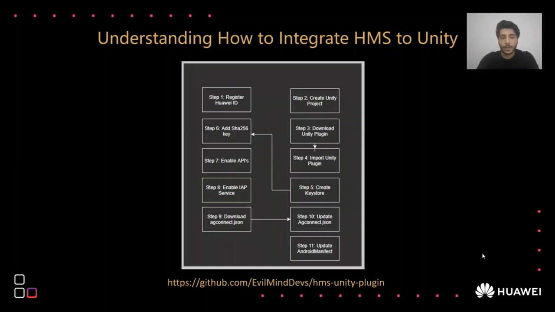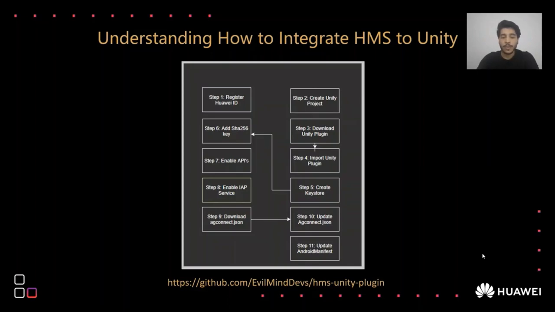Step seven and step eight, these are the same actually. We should enable kits. For example, if you want to use account kit, you must enable it. Also, in-app purchases. And step 9 and 10, we need to update the App Gallery Connect file, which is in the Huawei console.